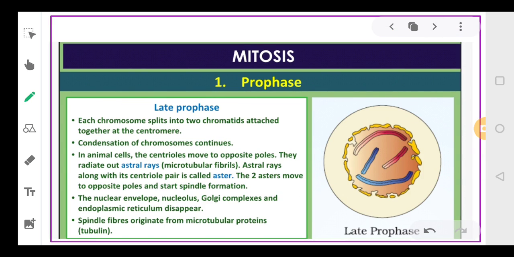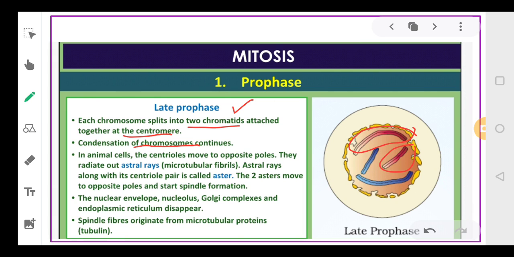Now in the late prophase, what will happen? As you can see in this structure, this is one chromosome. This is another chromosome. So there are basically 4 chromosomes. Now in the late prophase, we know that each chromosome has 2 chromatids which are attached at the centromere. Still the condensation of the chromosomes will continue, right?